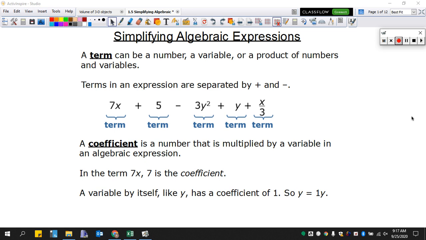In this lesson, we're going to talk about simplifying algebraic expressions. Now, an algebraic expression is just simply a mathematical sentence that uses the different operations. It has multiplication, addition, subtraction, and division. The one thing it does not have is an equal sign. Okay? An expression does not have an equal sign.